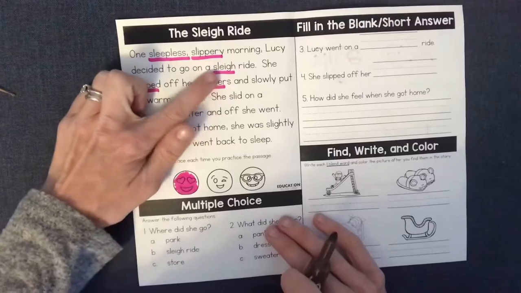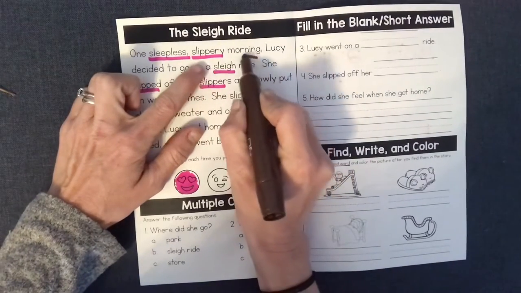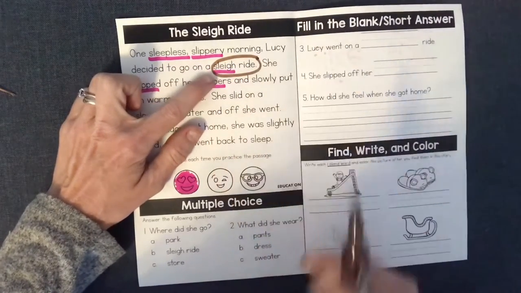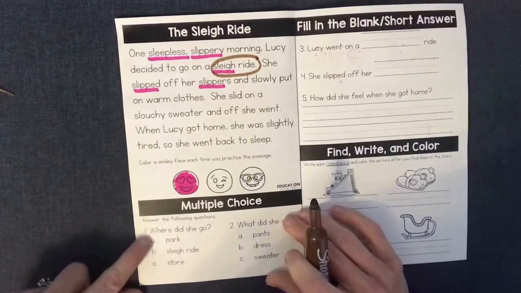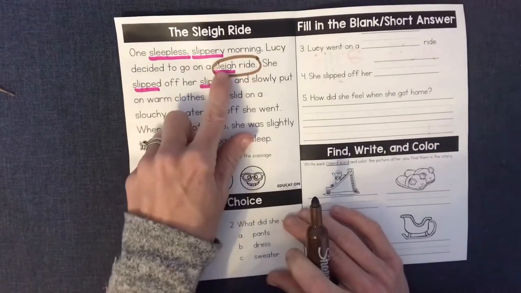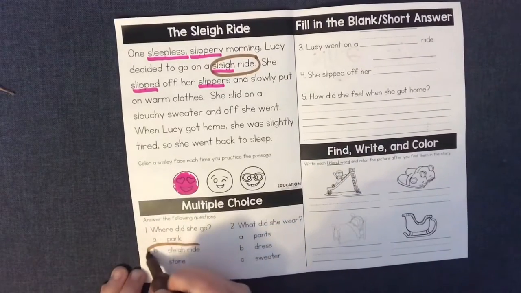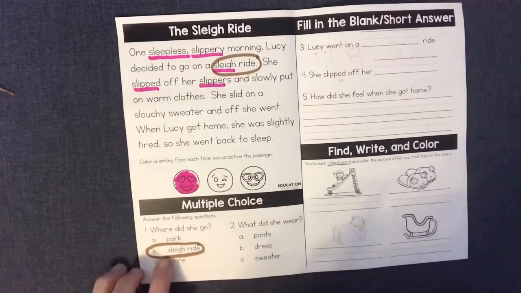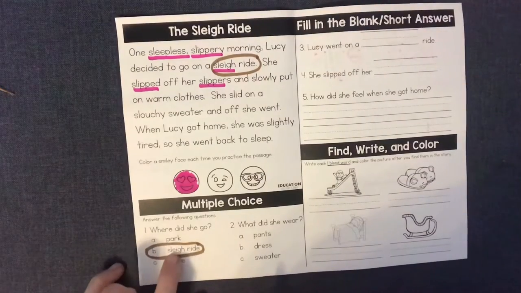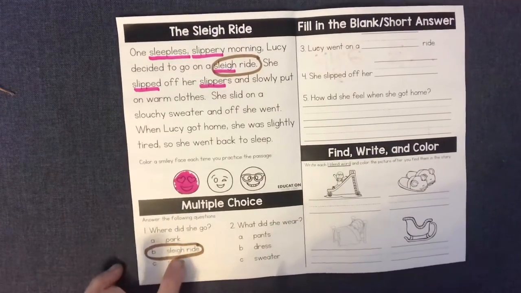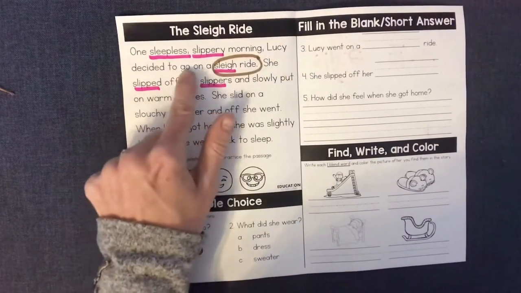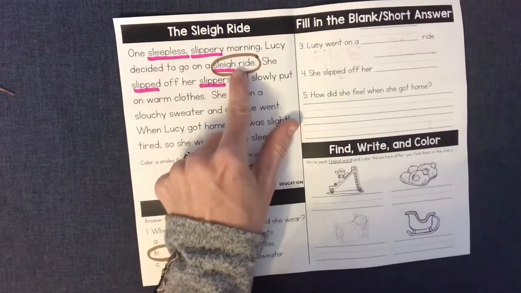So I'm pointing to sleigh ride because this is my proof, so I want you to circle sleigh ride because that's my proof. Where did she go? She went on a sleigh ride. I found it in the text. She went on a sleigh ride, so I'm going to circle B. Okay? Because that's the answer, sleigh ride. Where did she go? Lucy decided to go on a sleigh ride.